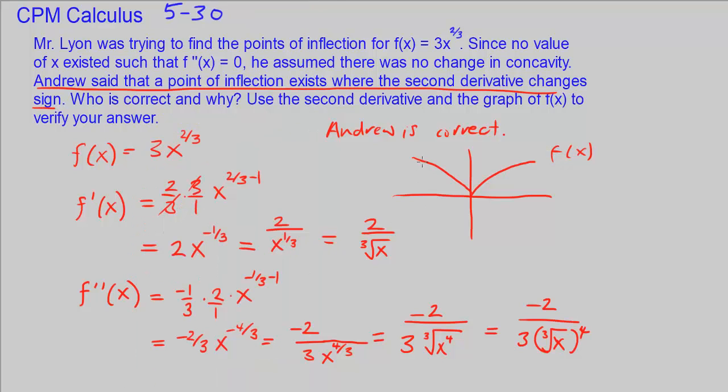So what do you notice? The graph here is concave down on the left and also concave down on the right. And that shows us there's no change in sign, because f double prime of x is never going to equal 0. So Andrew's correct, but the second derivative never changes sign, right?